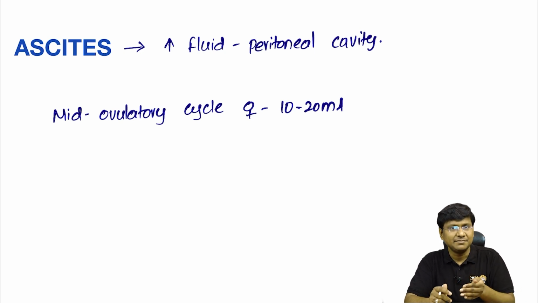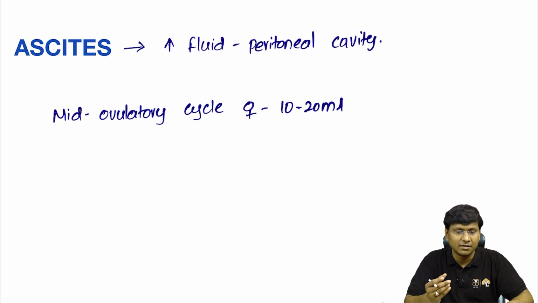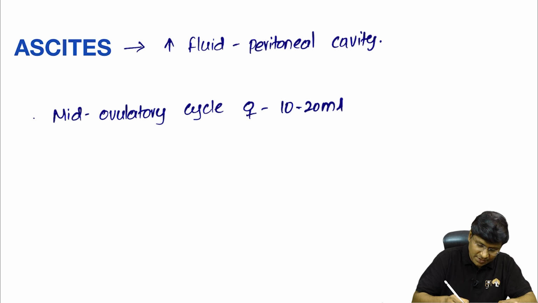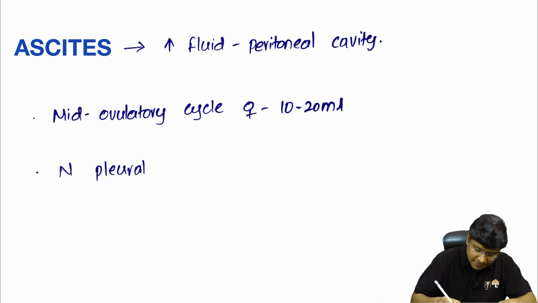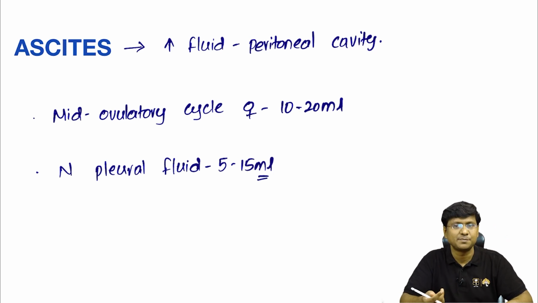Now, let me also discuss the normal quantity of fluid in the other serous cavities apart from the peritoneal cavity. Take the normal quantity of pleural fluid in the pleural space, which is around 5 to 15 ml. And what is the use of the fluid in the pleural space? It will reduce the friction between the parietal pleura and visceral pleura, and it will act as a shock absorber to external injuries. That is the use of the fluid within the pleural space, right?